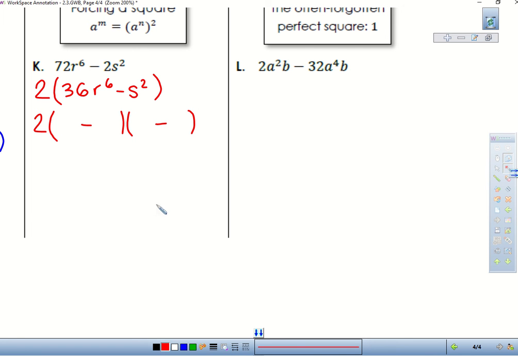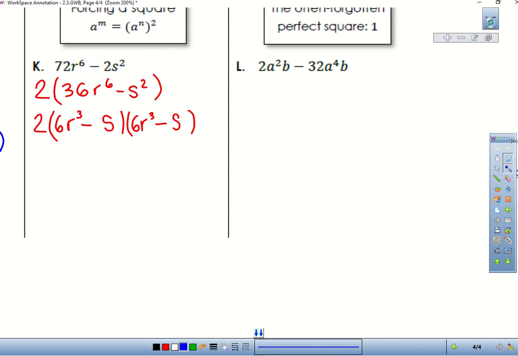What is the square root of 36? 6. What is the square root of r to the 6th? Anyone know? Thank you. R to the 3rd. Very good. Because r to the 3rd times r to the 3rd is r to the 6th. And then what is the square root of s squared? S. Just s. And that's the final answer.